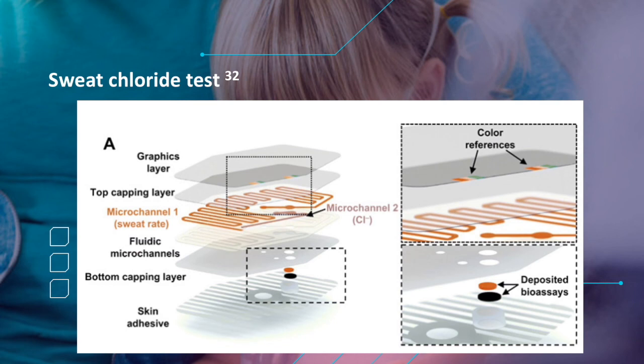This figure shows a wearable skin patch for sweat chloride test. The skin adhesive is the layer in contact with the skin, and the patient's sweat will move through the patch towards the microfluidic channels, where the sweat volume will be measured alongside chloride and other electrolytes. Results will be visible in color references.